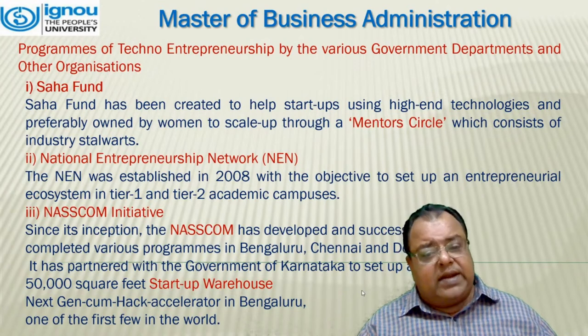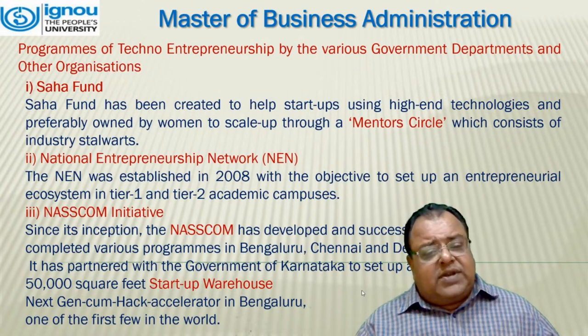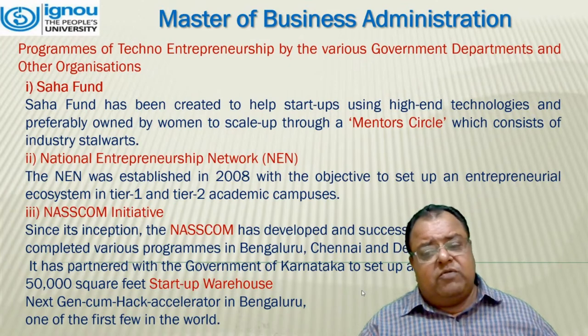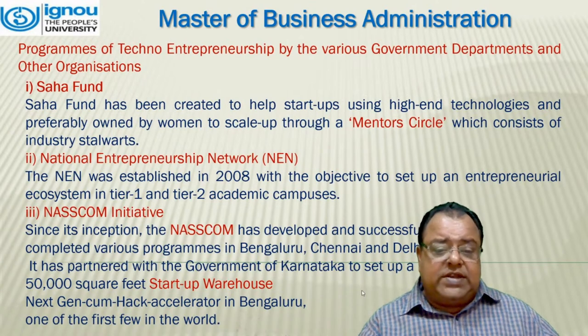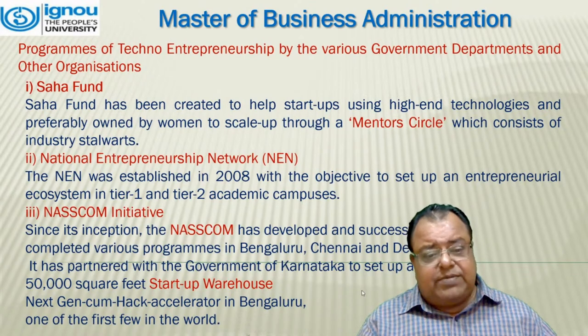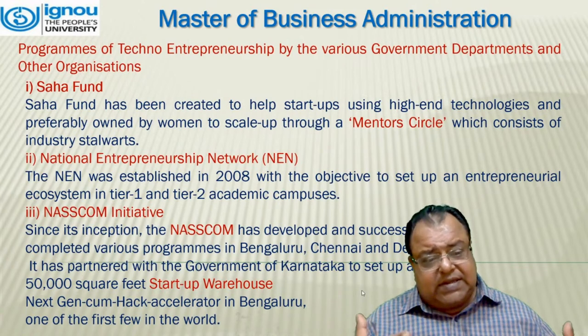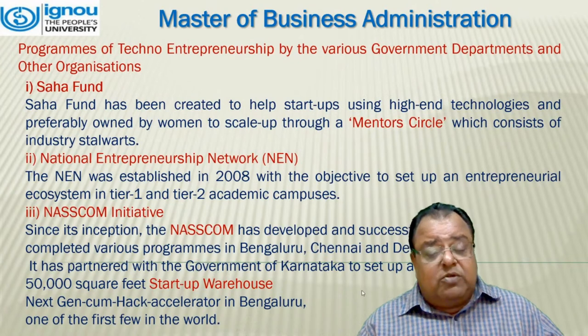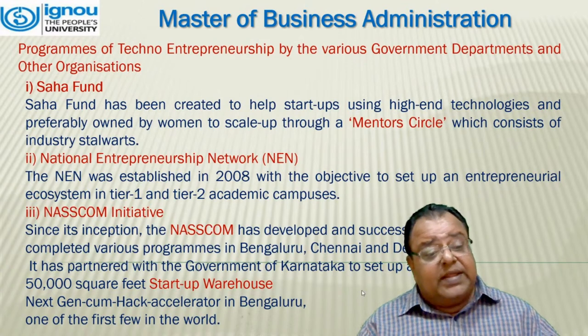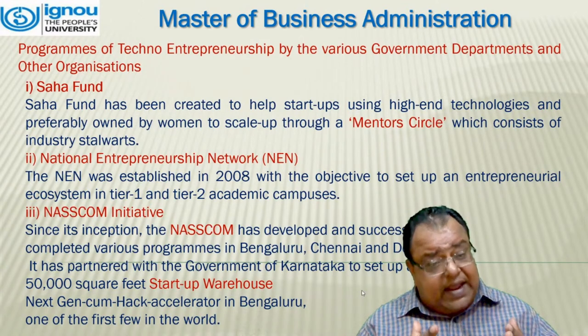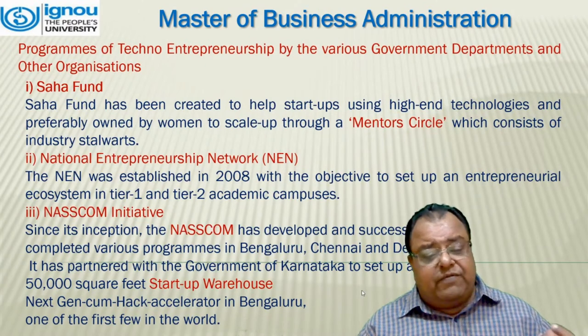Second one is National Entrepreneurship Network. This was established in 2008 with the objective to set up an entrepreneurial ecosystem in Tier 1 and Tier 2 academic campuses. Third one is the NASSCOM Initiative. Since its inception, NASSCOM has developed and successfully completed various programs in Bangalore, Chennai and Delhi. It has partnered with the government of Karnataka to set up a 50,000 square feet startup warehouse, that is a next-gen accelerator in Bangalore, one of the first few in the world.